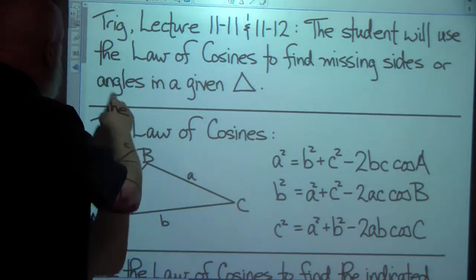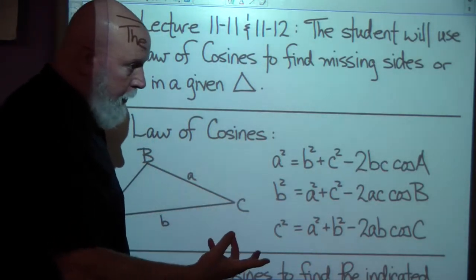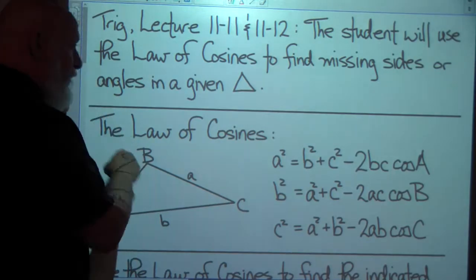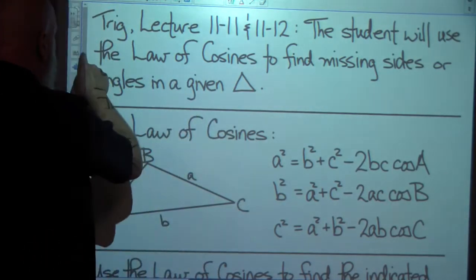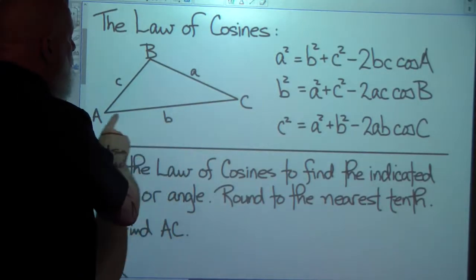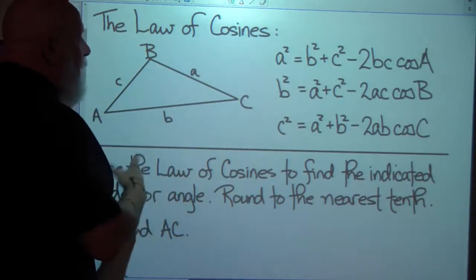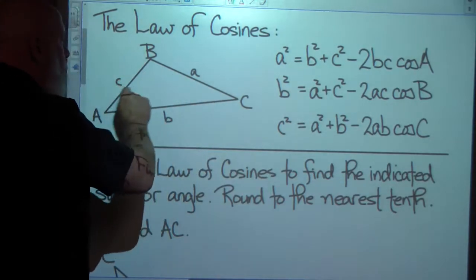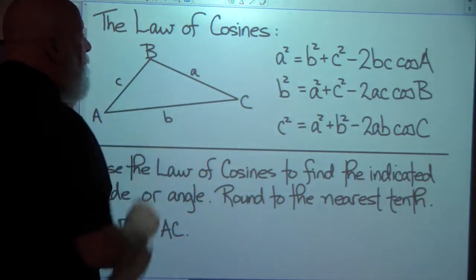That's my own personal approach on how to determine, do I use the law of sines or do I use the law of cosines? If the law of sines doesn't work, jump to the law of cosines. And here's what the law of cosines looks like. If you're given any triangle, label the angles A, B, and C, and the opposite sides will have the same letter, lowercase.